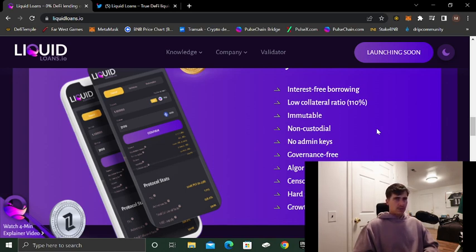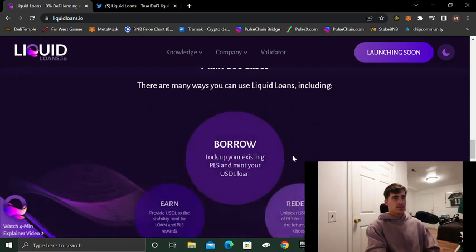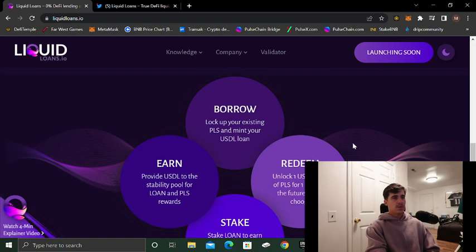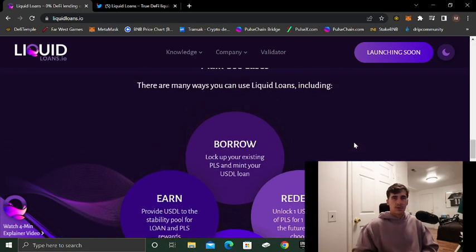Interest-free borrowing, low collateralization, immutable, non-custodial, no admin keys. That's super important. No admin keys. So this is just you and the contract, nobody else. There's no middleman. We are only working with the contract, and that's super important when it comes to a loan website. And liquid loans is going to be awesome. USDL is going to be one of the best stable coins ever.